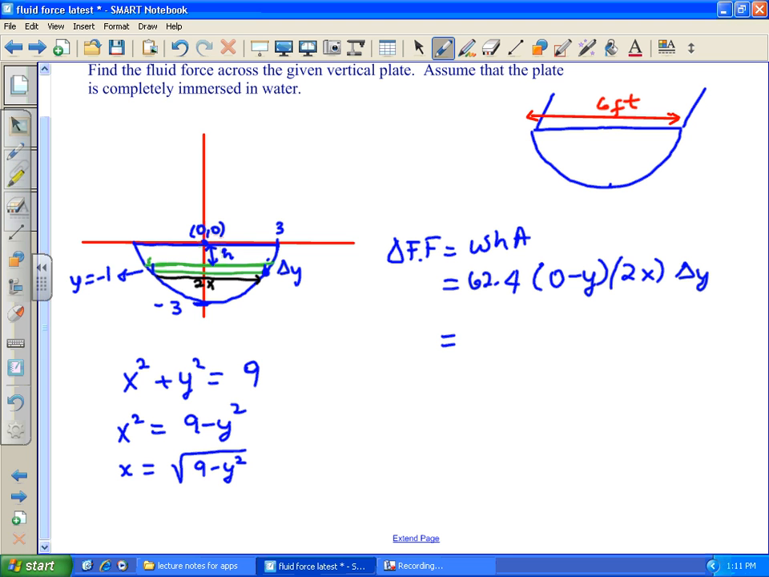Okay, so we go back here and put everything in: 62.4 times negative y times 2 times x, where x is the square root of 9 minus y squared, dy, or delta y. What do I do with all this now? This is the fluid force across one thin rectangle. Now I must integrate to find the total fluid force. What will be my limits of integration? Always put the lower limit on the bottom and the higher limit on the top. So negative 3 to 0.